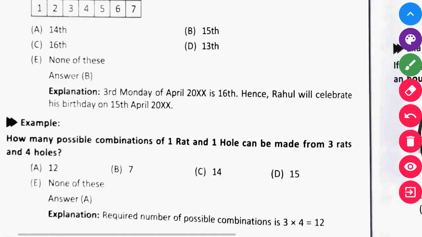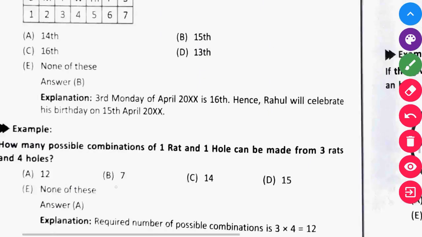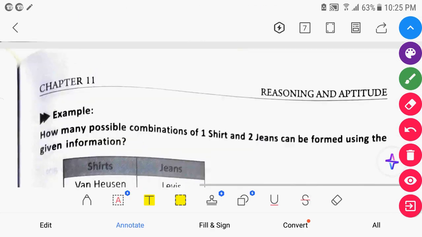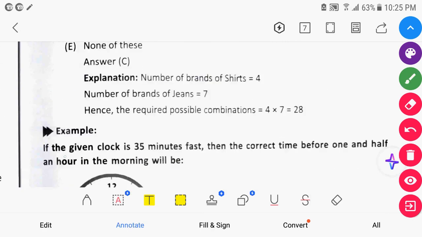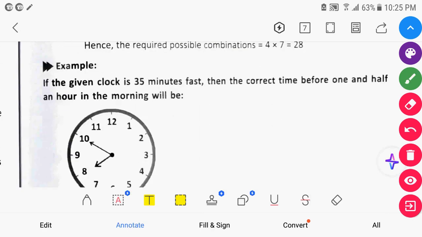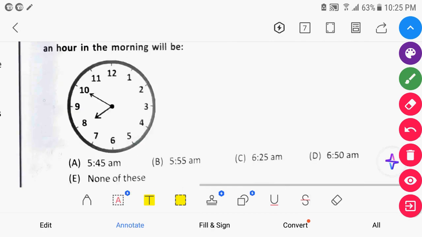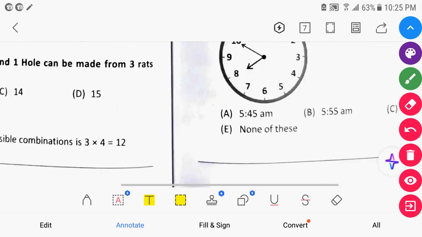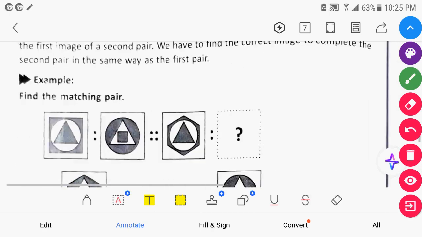Now this one we know: how many possible combinations of one rat and one hole can be made from three rats and four holes? So 3 into 4 we simply do to get the combinations of the given permutation. Now clock, the questions based on clock or timing are also very easy. You all know very well, but only AM and PM you have to read carefully.